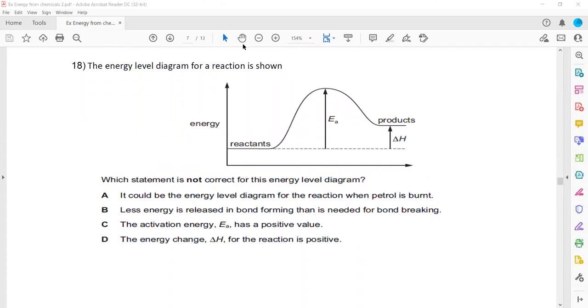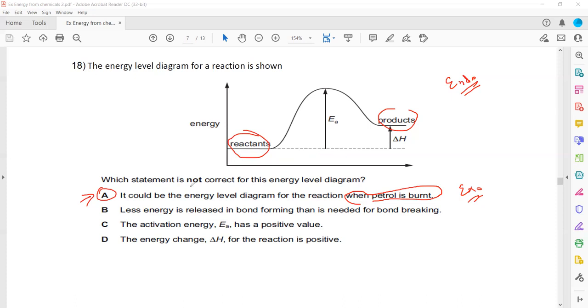The energy level diagram is there. First thing, the reactant has low energy and the product has high energy. This is the energy diagram for an endothermic reaction. Which statement is not correct for this energy diagram? It could be the energy level diagram for the reaction when petrol is burned. When petrol is burned, it is exothermic. They're saying it could be the diagram for exothermic, but it is not, it is endothermic. So A is not the right statement.